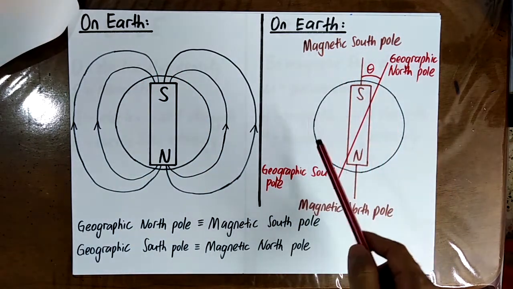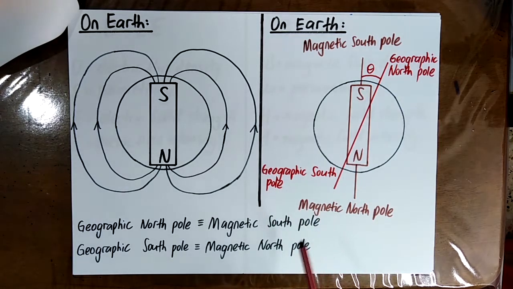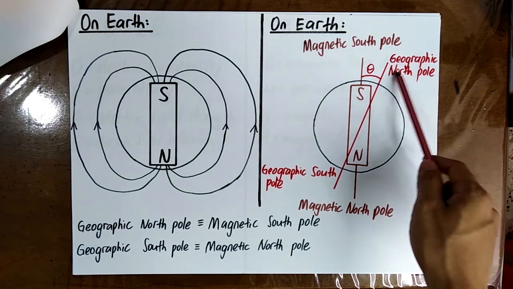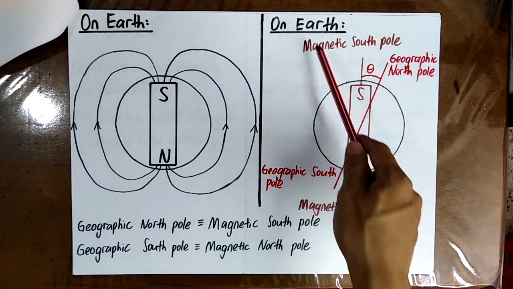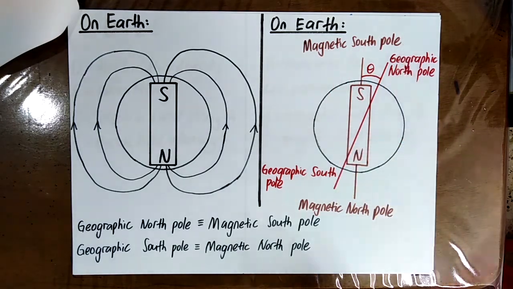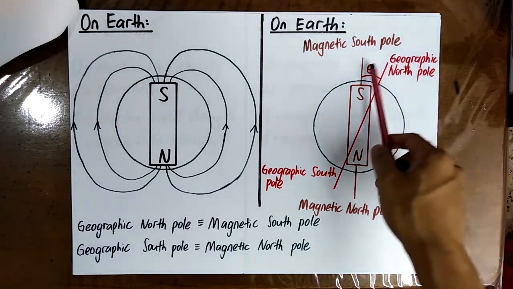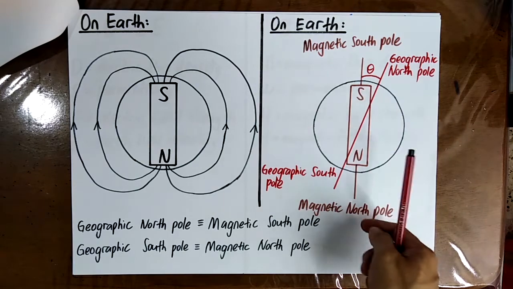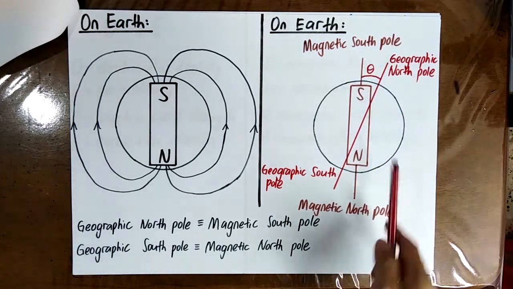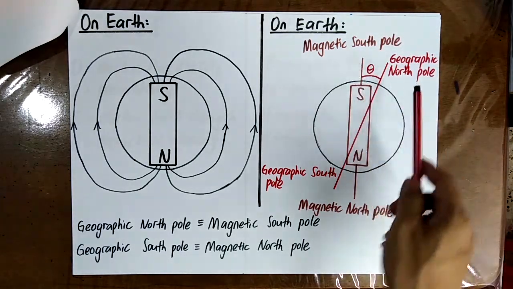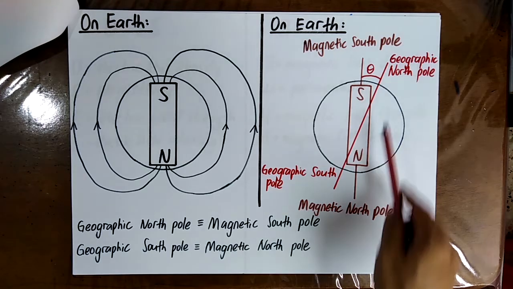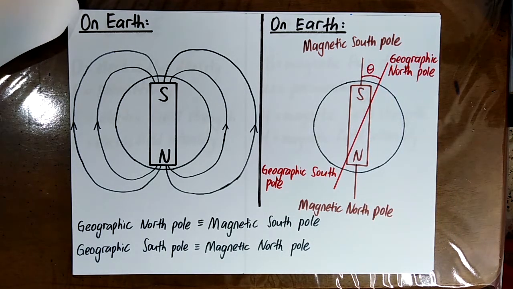So on a compass, the needle points to N, which means geographic North Pole, but which is actually the magnetic South Pole. You also know that there is an angle between the geographic poles and the magnetic poles. This angle is actually not a constant. That means this angle is a variable, and it will change every year.